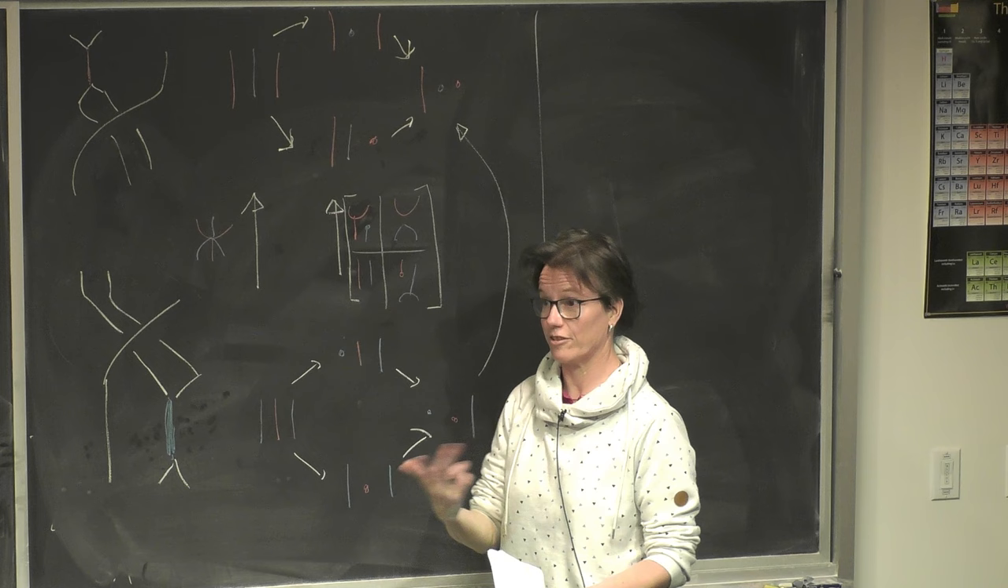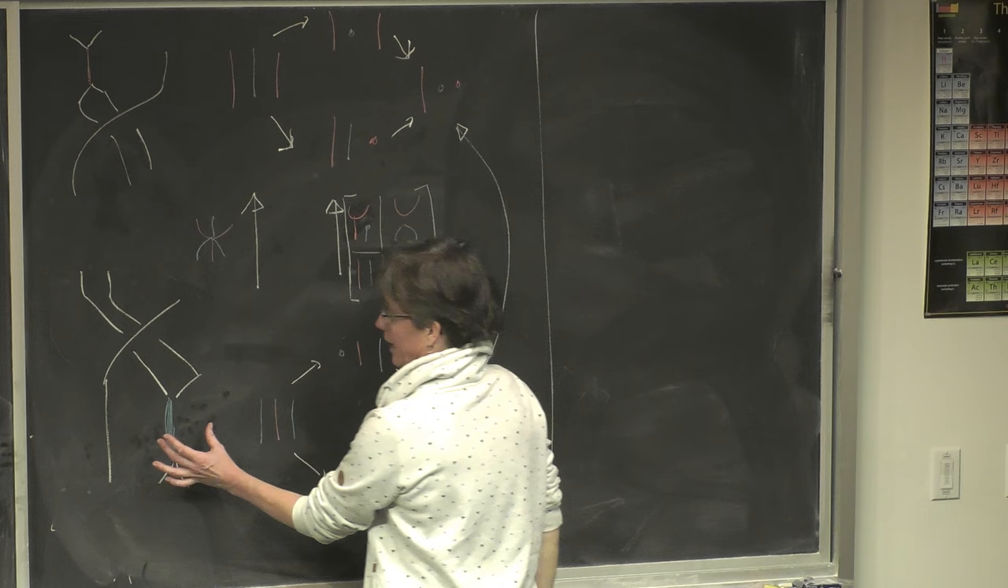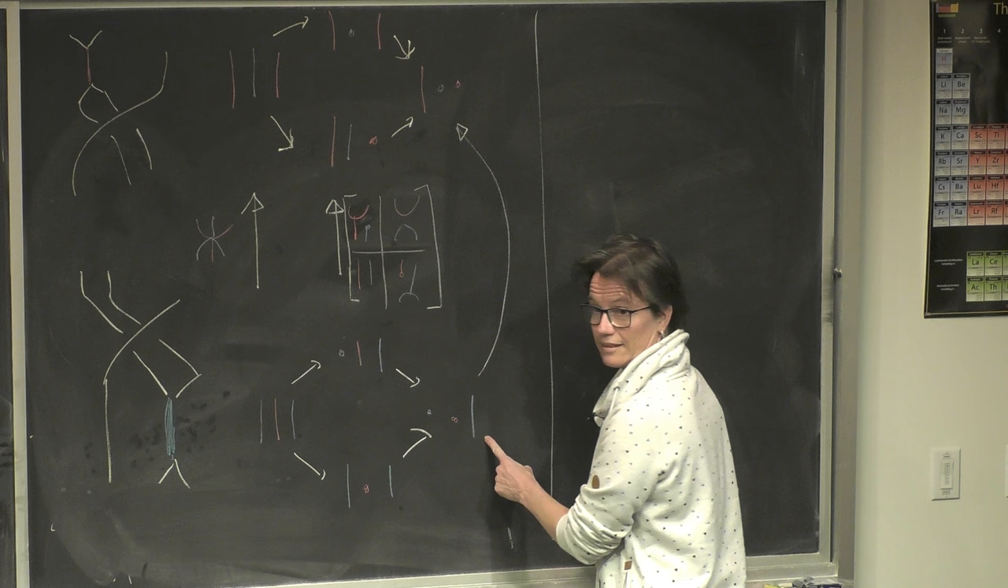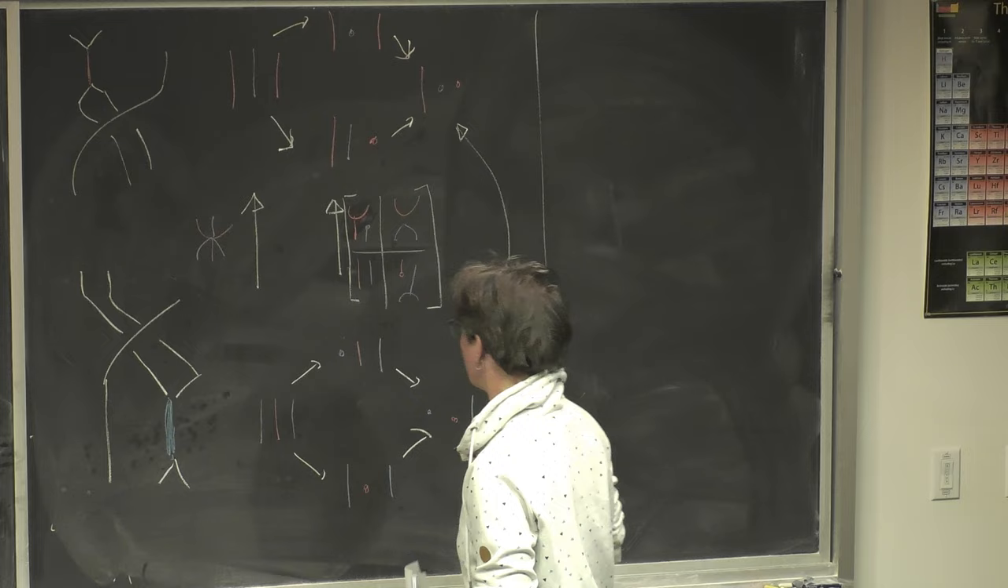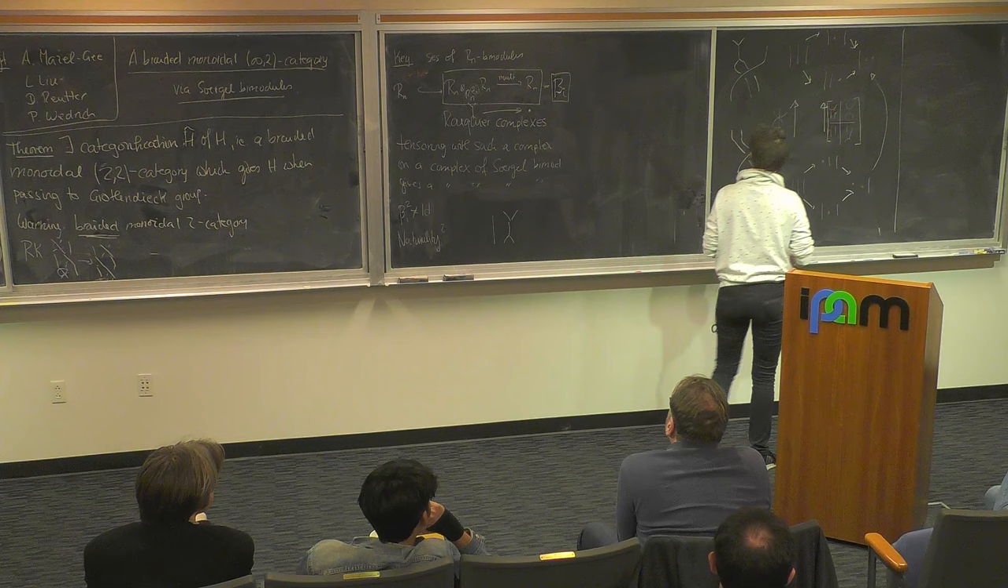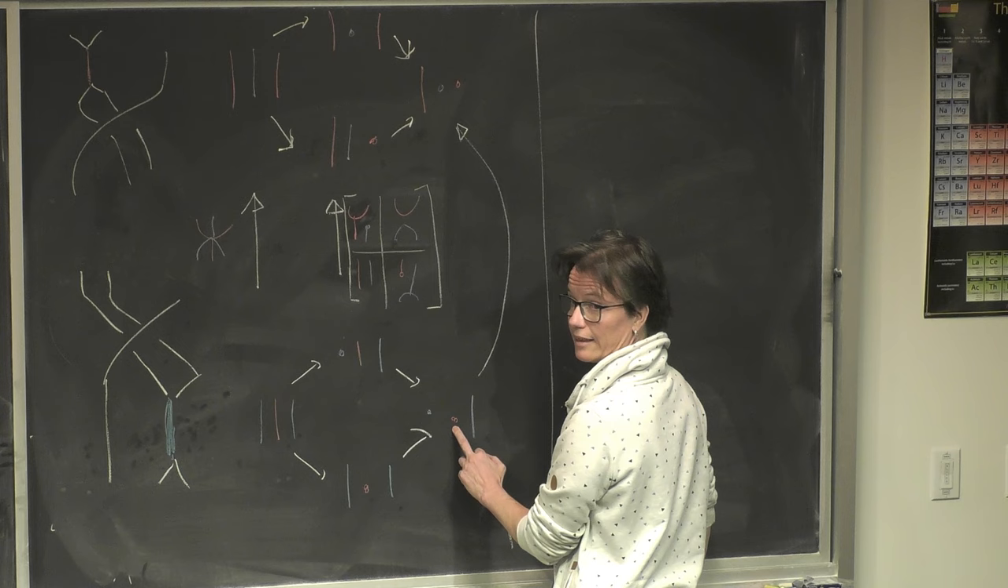So now let me explain how we get the complex. We have here this morphism times the identity. So this is the blue guy on the right. Then I tensor it with these two crossings. These two crossings are of the form a line and a point. The first crossing is the red one, I have a line and a point with this guy. And the second one is blue, a line and a point.